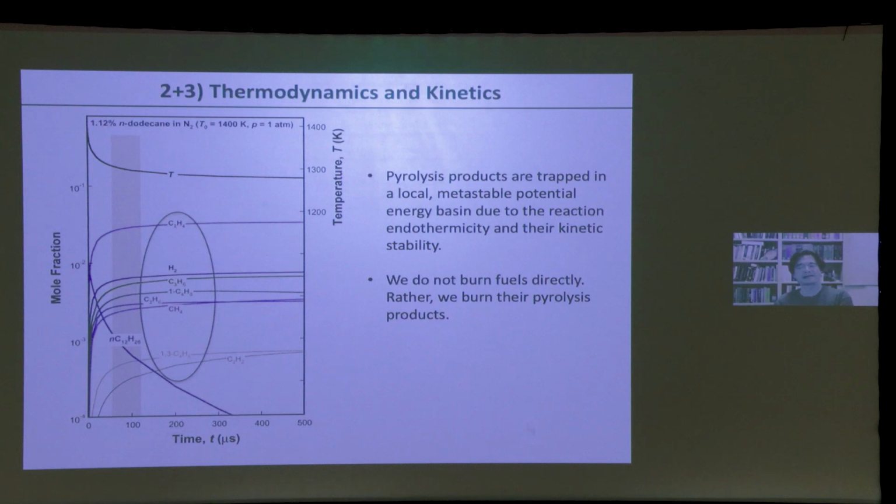So again, the point is, pyrolytic products are trapped first in a local metastable potential energy basin, and they are stuck there, and for 500 microseconds, they do not kinetically dissociate all the way to hydrogen plus solid carbon. And this is the soup, in fact, we burn. And the time scale for this to happen is about 100 microseconds. Recall that in the flame, I talked about this 100 microsecond time scale.